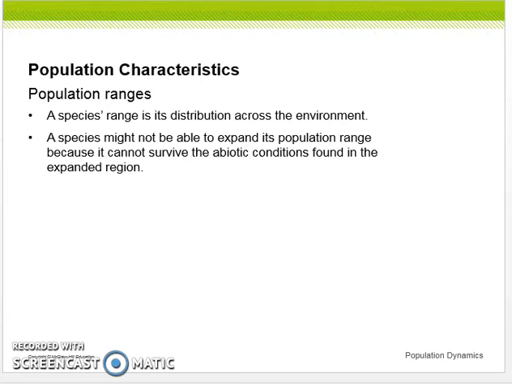A species' range is its distribution across the environment. A species might not be able to expand its population range because it cannot survive the abiotic, the non-living conditions found in the expanded region.